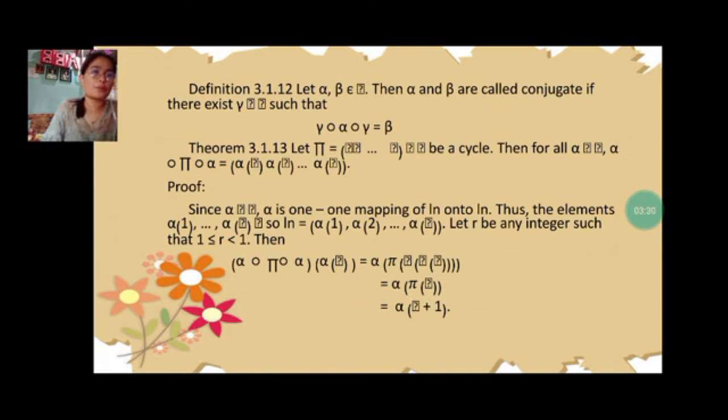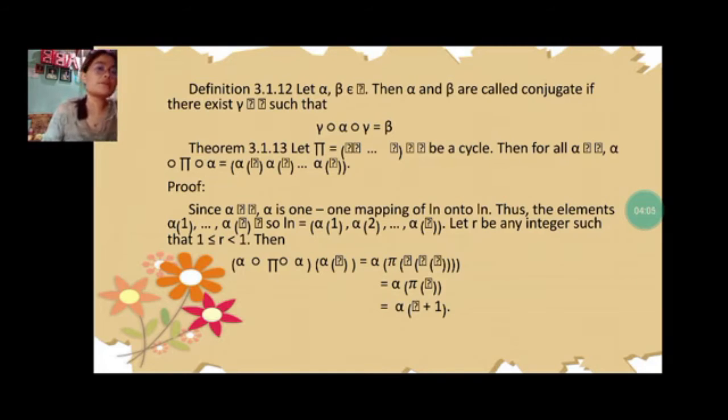Definition 3.1.12. Let alpha and beta be elements of S sub n. Then alpha and beta are called conjugate if there exists gamma such that gamma alpha gamma inverse is equal to beta. Conjugate means the form made by changing the sign between two terms in a binomial. So, for example, the conjugate of x plus y is x minus y. In other words, the two binomials are conjugates of each other.